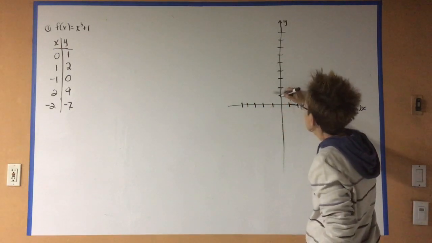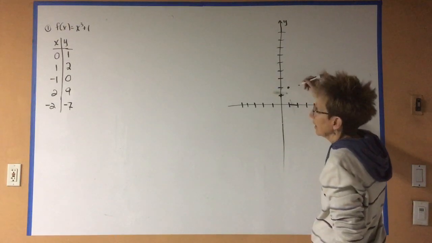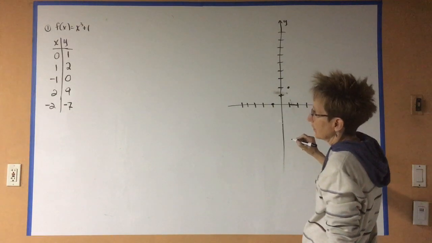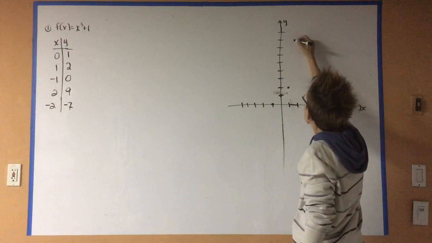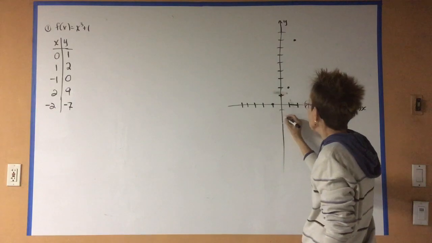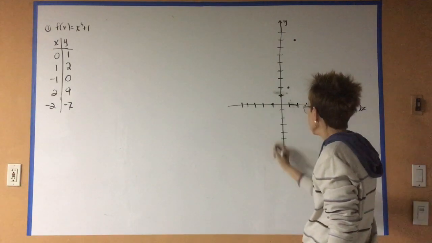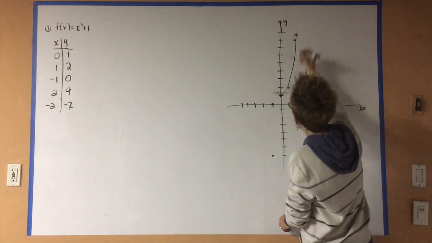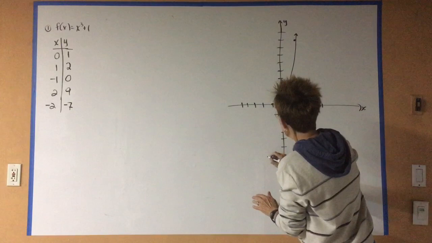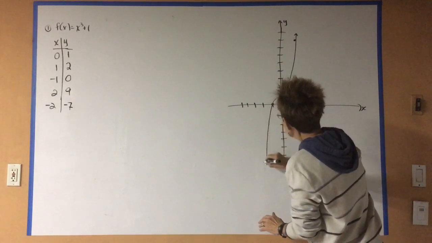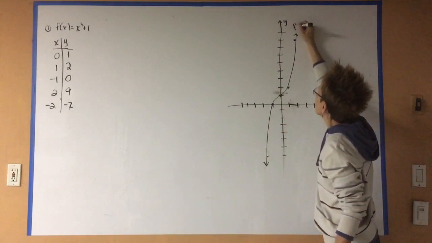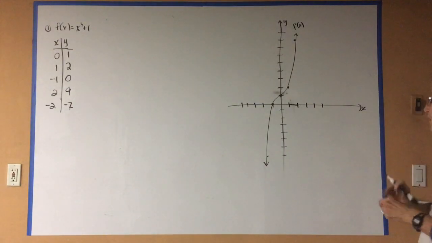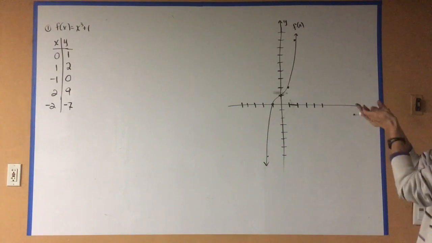So I've got 0, 1, and I've got 1, 2, and negative 1, 0, and 2, 9, and then negative 2, negative 7. So this is the vertical snake, just moved up 1. So it looks something like that. So here's f of x, a vertical snake, and you've got graph paper, so yours hopefully looks nicer than mine. There's that vertical snake, just adjusted and moved up 1.